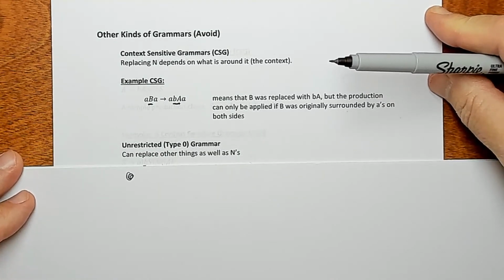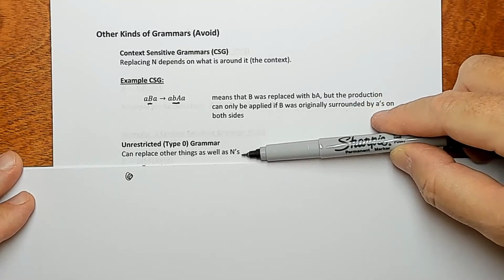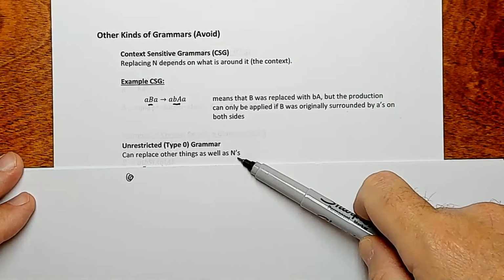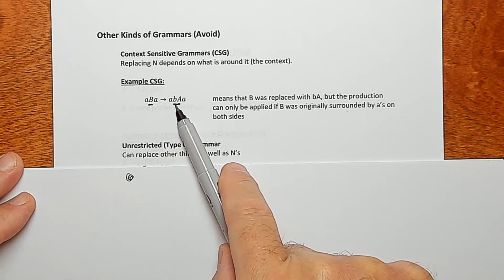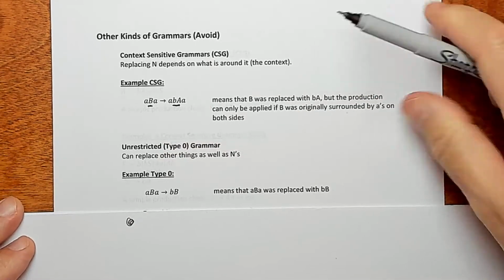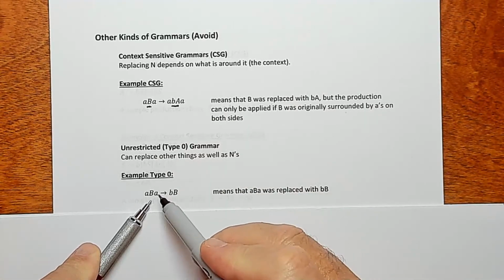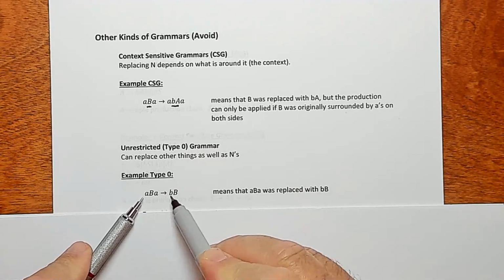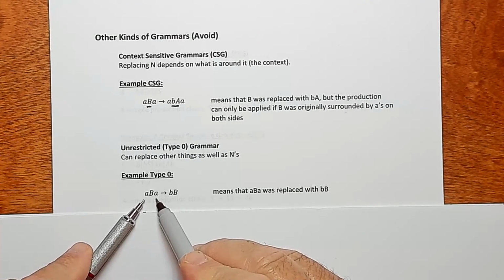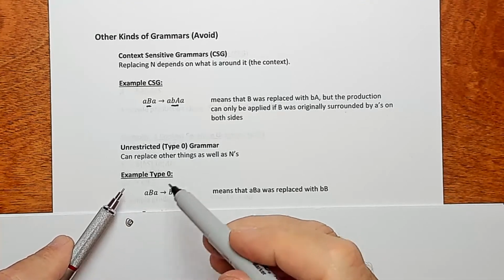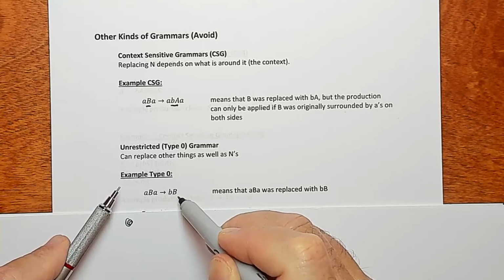Another kind of grammar is an unrestricted grammar, and this is a more free grammar. In this case, you can replace other things besides the non-terminals. So like on this one, we're only replacing the big B with the little ba. But in an unrestricted grammar, we're replacing the context. So we can apply this production when there's two A's, but we can substitute really the whole thing.